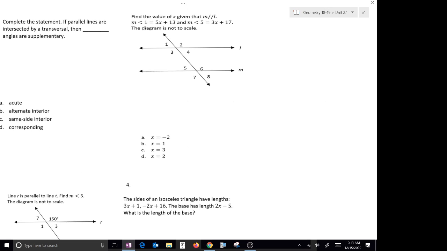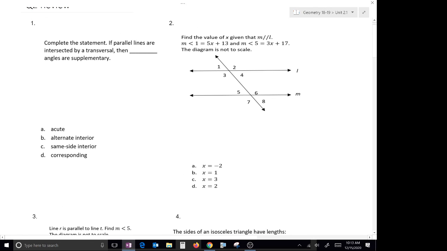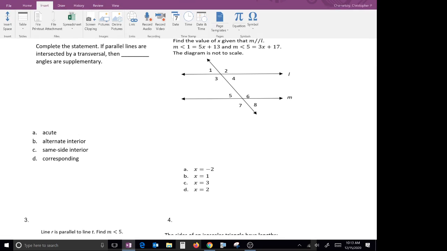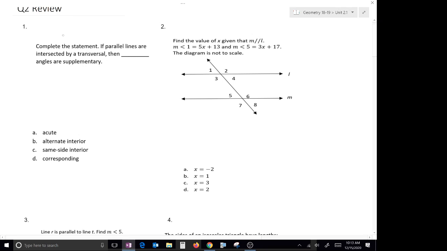So we'll go ahead and start with number one here. Complete the statement: if parallel lines are intersected by a transversal, then blank angles are supplementary. So one thing to remember is supplementary means adds to 180. Okay. This is the two parallel lines intersected by a transversal.